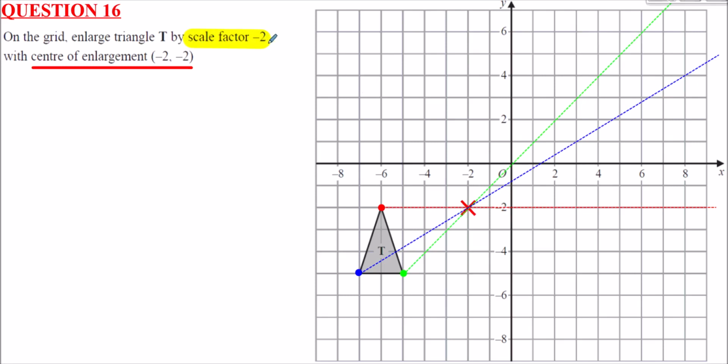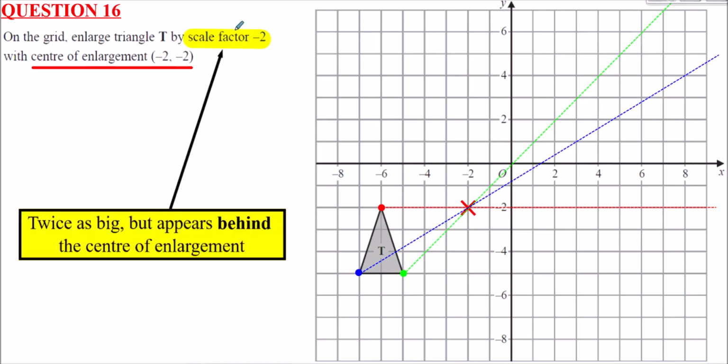The 2 tells us that the shape is going to be double as big after it's been enlarged, but the minus tells us that rather than the new triangle T being down here, the minus means the new shape is going to pop behind the centre of enlargement somewhere there. So essentially, this means it's going to be twice as big, but appears behind the centre of enlargement. So it's going to be double as big.